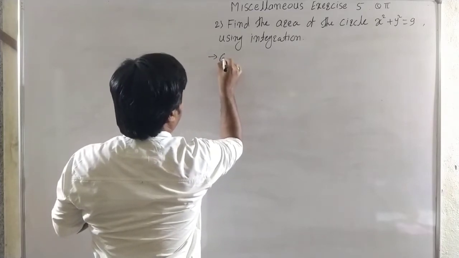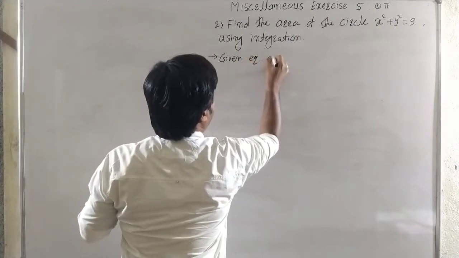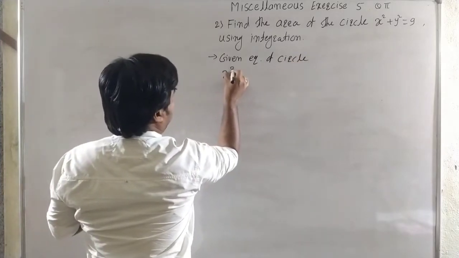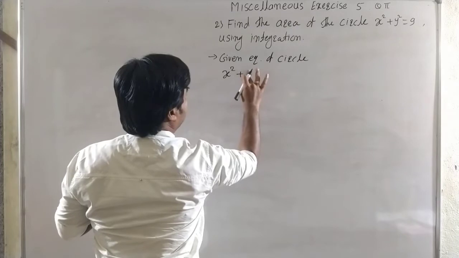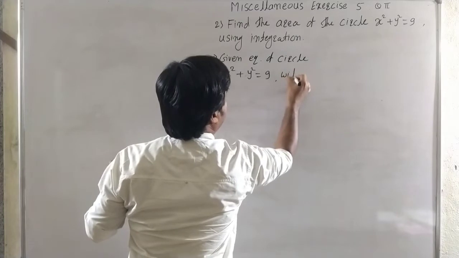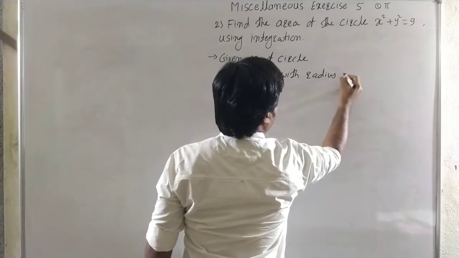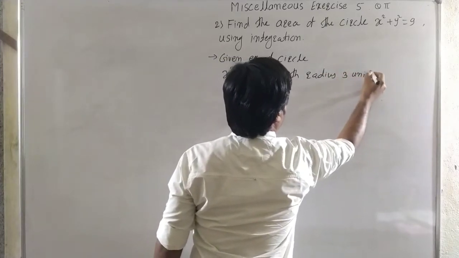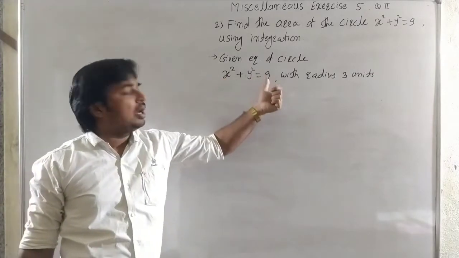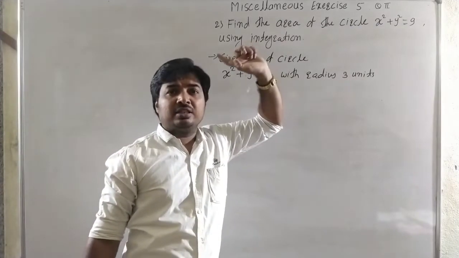Here, the given equation of the circle is x square plus y square is equal to 9, with radius 3 units. That means it is the equation of a circle x square plus y square is equal to r square. It is a standard circle, that means center at origin and radius is 3 units.